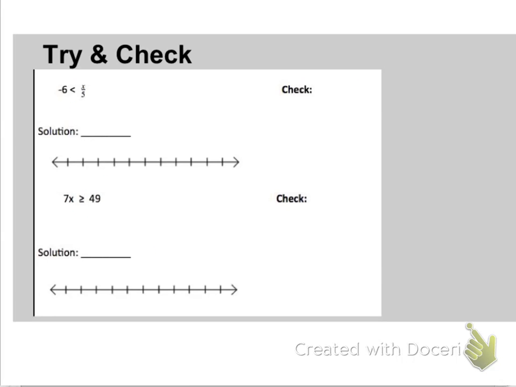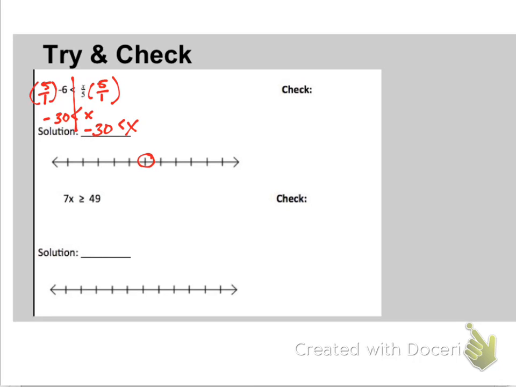Pause the video, try these, then check your solutions to make sure you are correct. In this first one, x divided by 5, the inverse or opposite of dividing by 5 is multiplying by 5. We're going to do negative 6 times 5, which is going to be negative 30, is less than x. Our solution is going to be negative 30 is less than x.